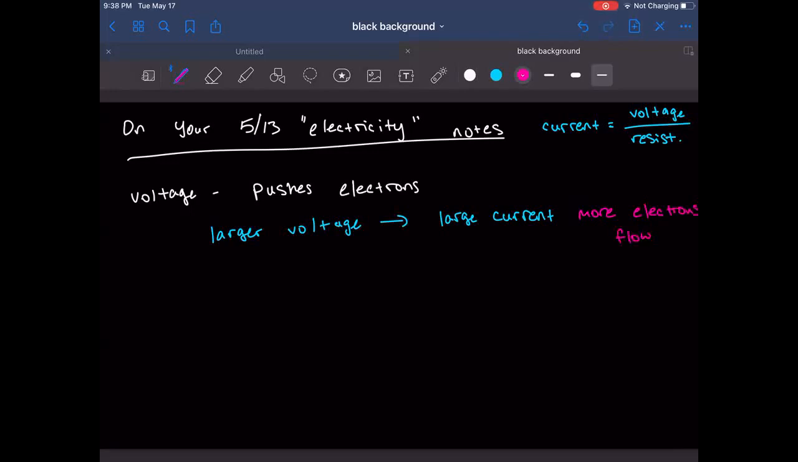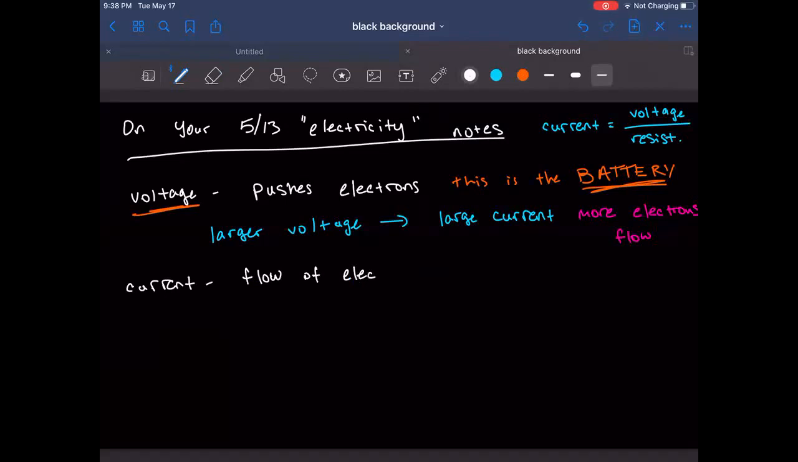Voltage that pushes electrons. Oh yeah, this is the battery. Current is literally the flow of electrons. And I mean, just see above. If you understand the voltage, everything there, then you kind of can understand the current, I guess.